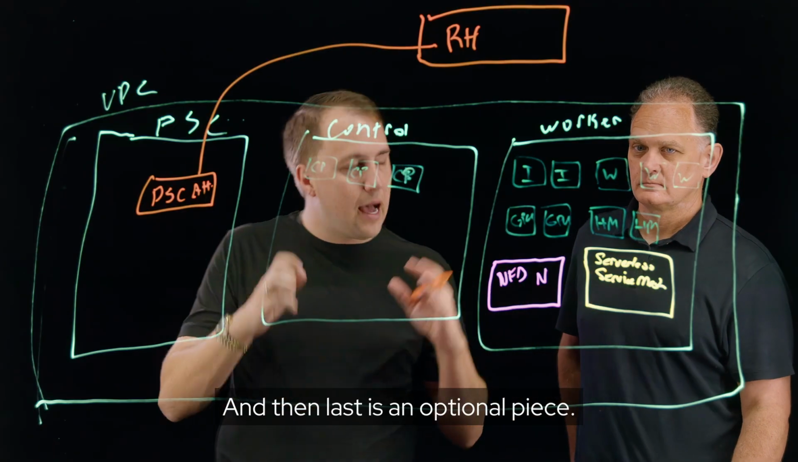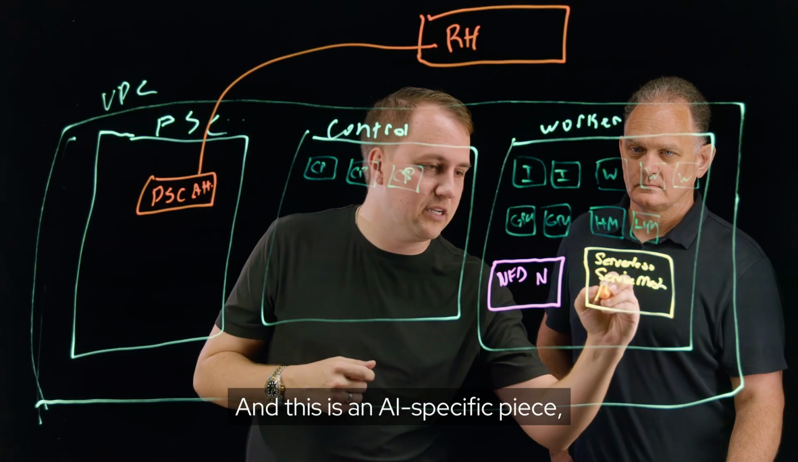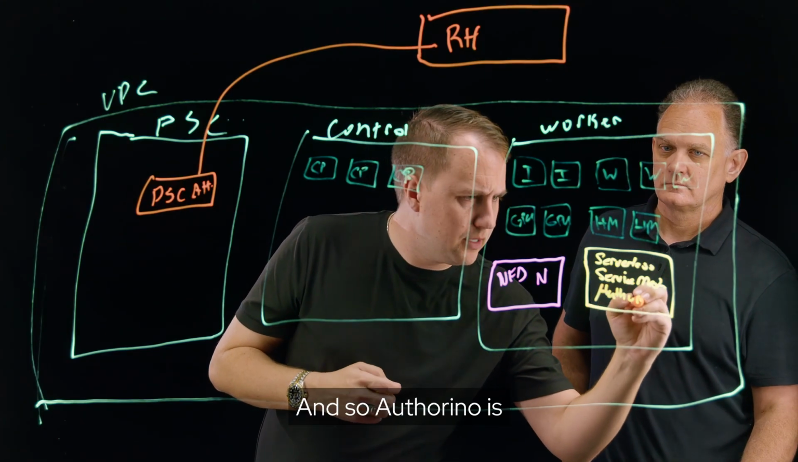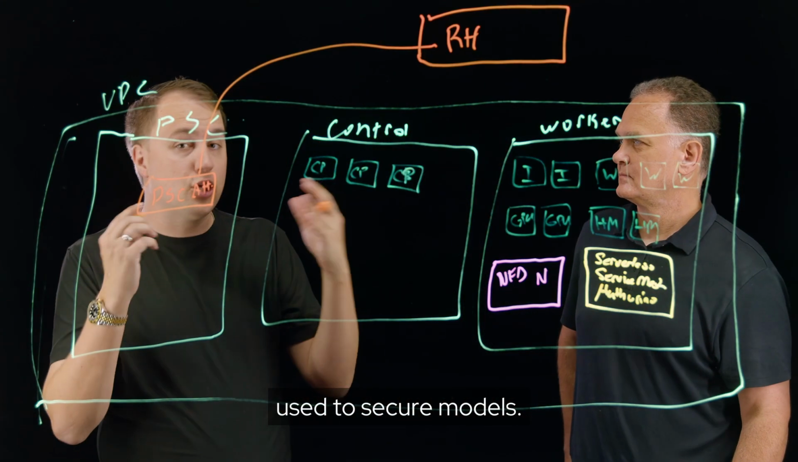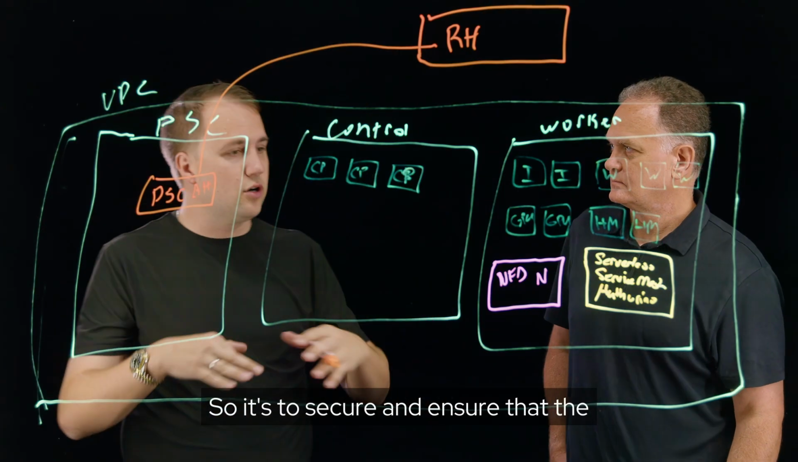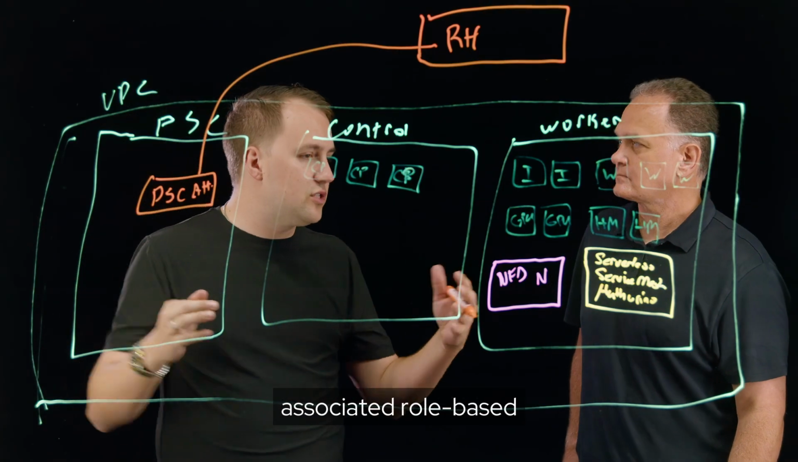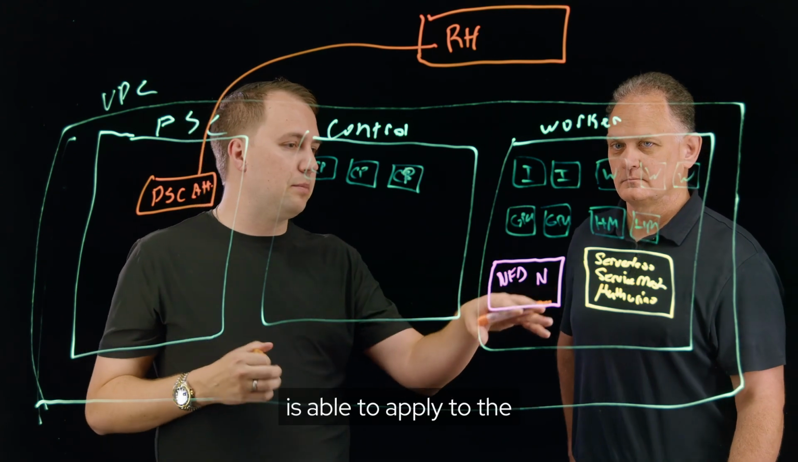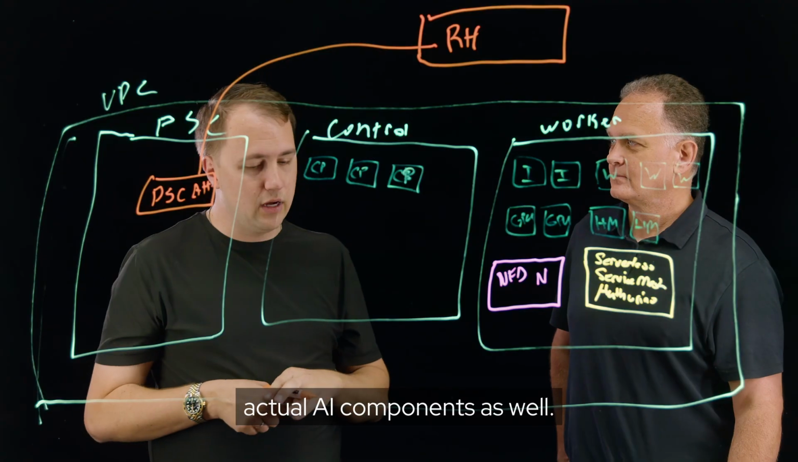And then last is an optional piece. And this is an AI specific piece, but it's called Authorino. Authorino is used to secure models, right? So it's to secure and ensure that the associated role-based access control and things like that around OpenShift is able to apply to the actual AI components as well.